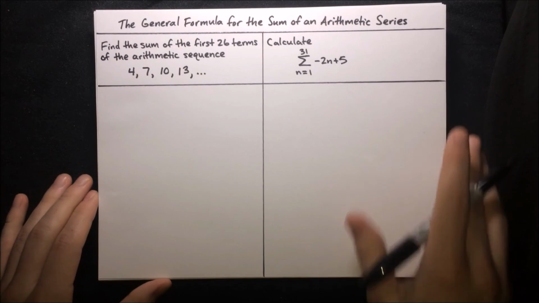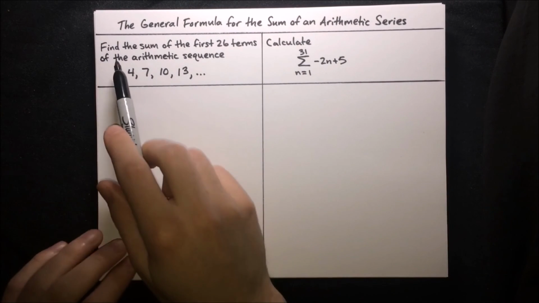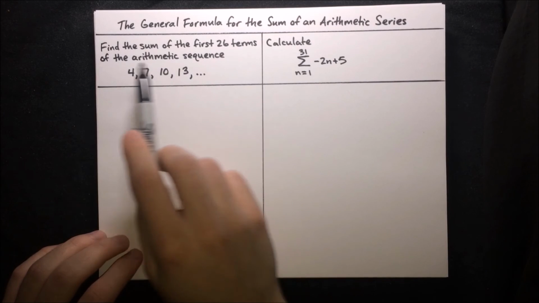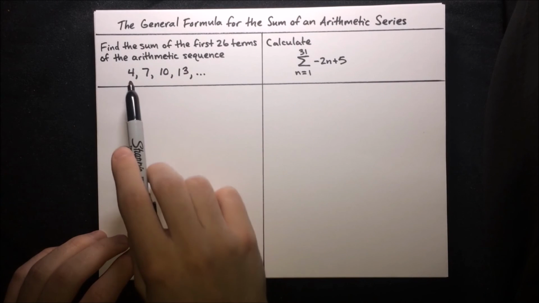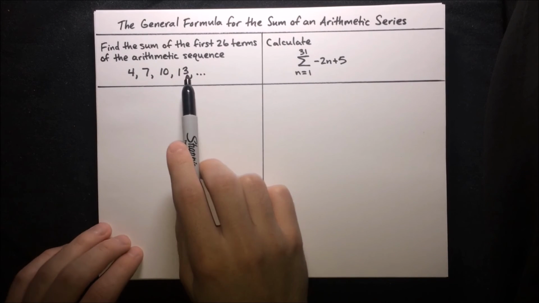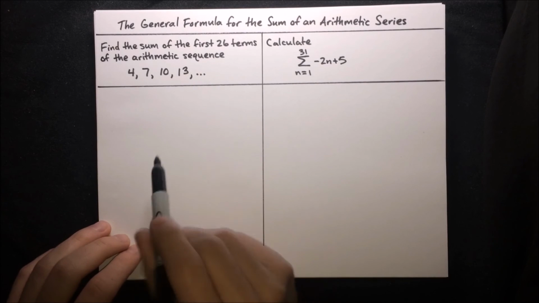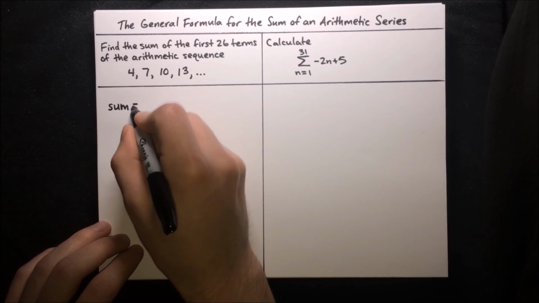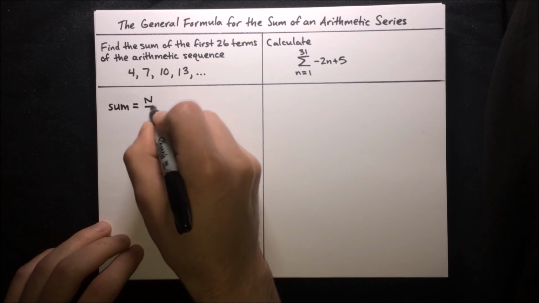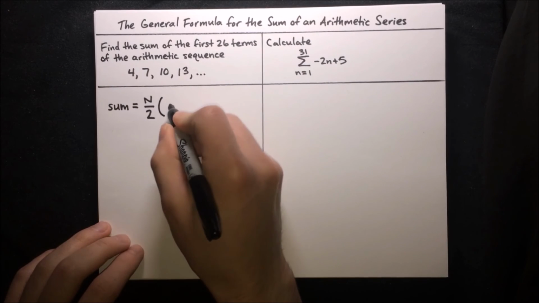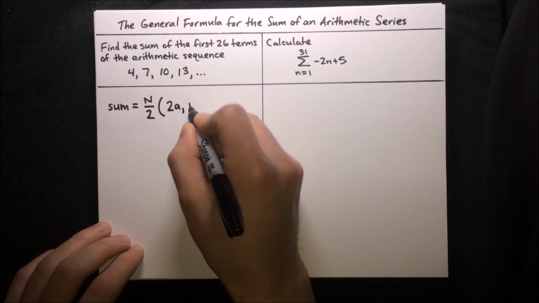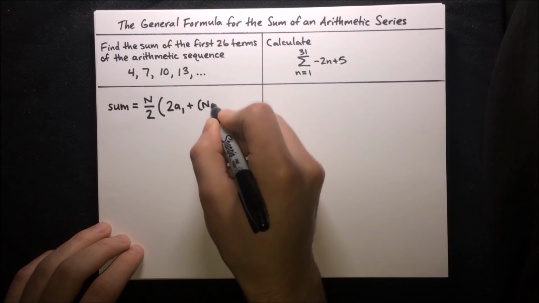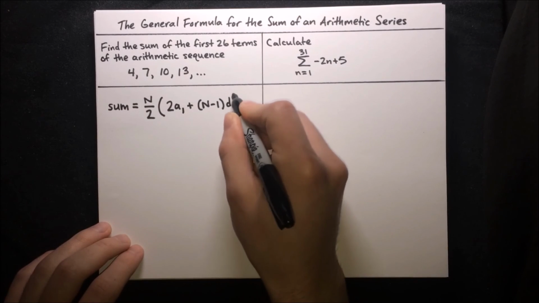Let's apply that formula to some problems. First, we want to find the sum of the first 26 terms of this arithmetic sequence, 4, 7, 10, 13, and so on. So let's start out by writing out our sum formula that we figured out on the last slide. So sum equals n over 2 times 2a1 plus n minus 1 times the common difference.